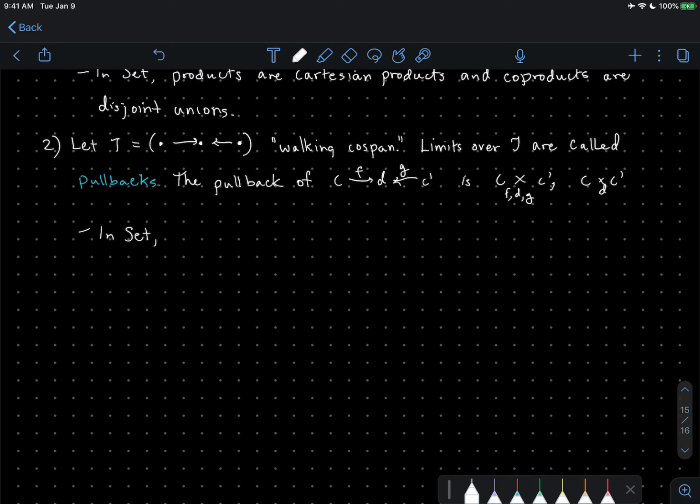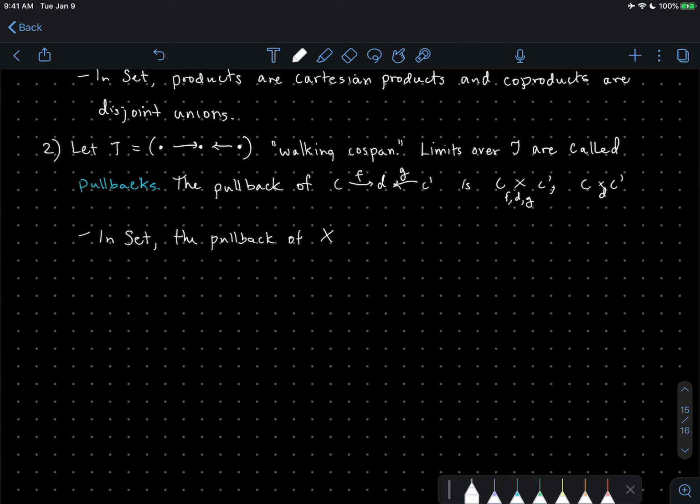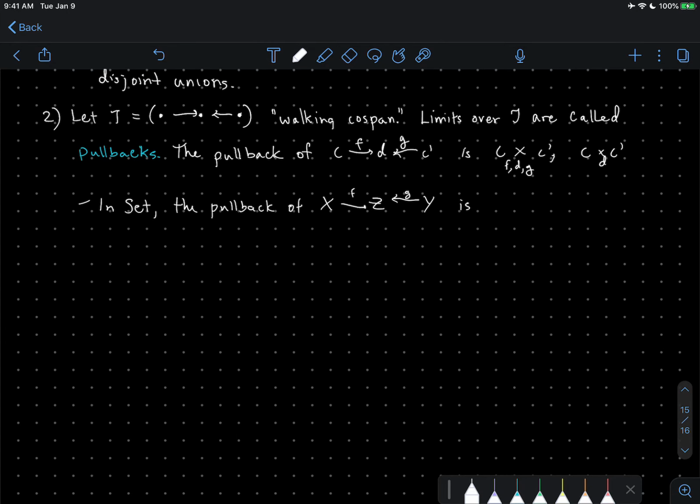In Set, the pullback of a diagram where X maps to Z via f and Y maps to Z via g is, so X cross over Z with Y is going to be the set of ordered pairs, the subset of the Cartesian product where f of x equals g of y.